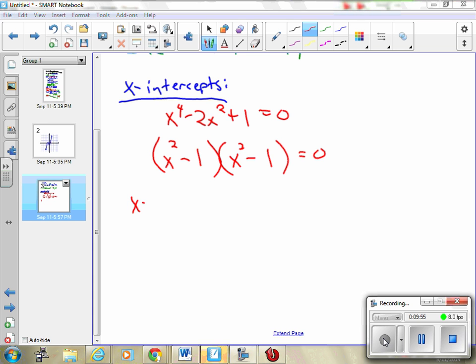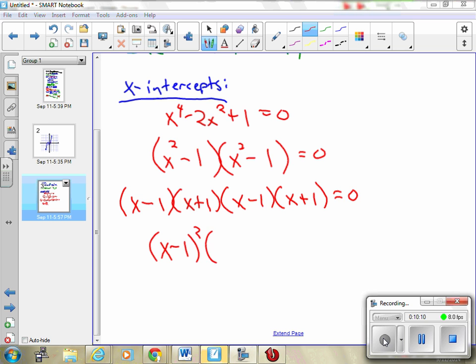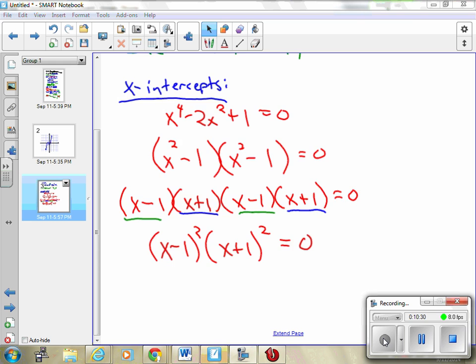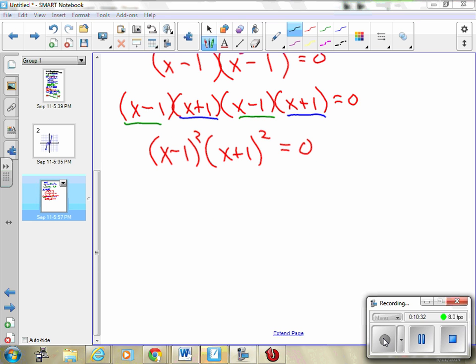So both of these are an x minus 1 times an x plus 1. And this second one is an x minus 1 times an x plus 1. Which you may sometimes see written as x minus 1 squared and x plus 1 squared. Bottom line is that we have 2 of those, and I have 2 of those. So we are talking about multiplicity 2 for both of these guys.